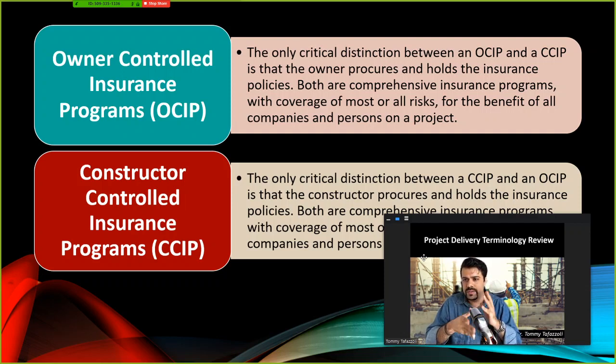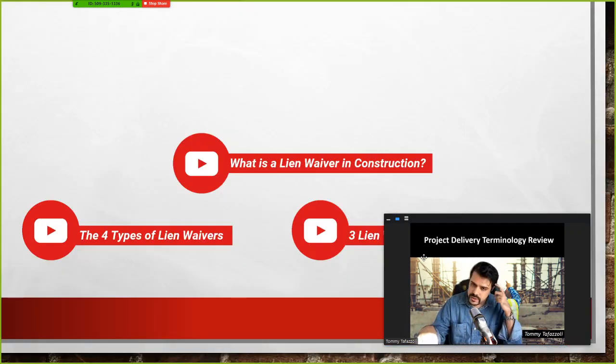So the difference between the two of them: in the first one, in OCIP, the owner is the person who procures and holds the insurance, and in constructor-controlled insurance, or CCIP, it is the constructor who controls, procures, and holds the insurance, okay? So it's a comprehensive coverage against many of the incidents that could happen throughout the project.